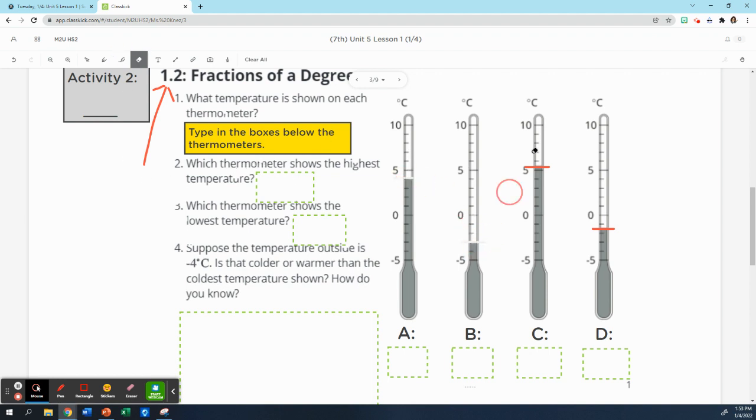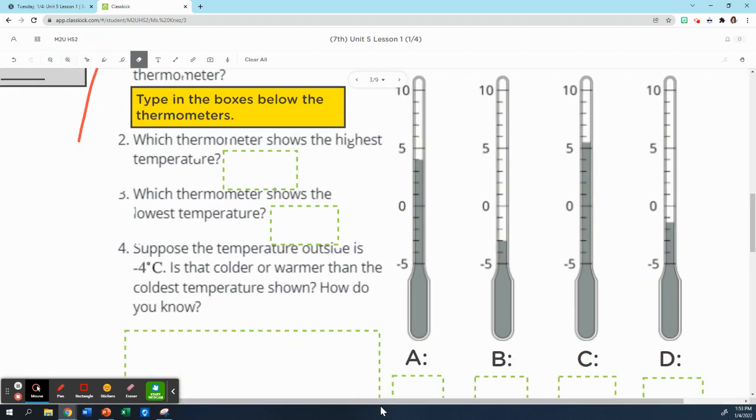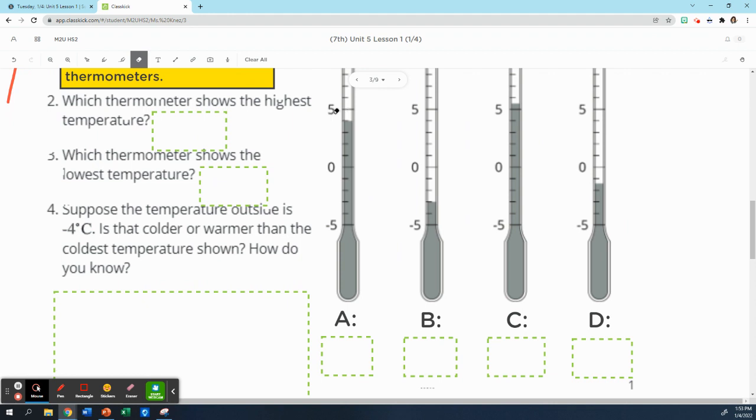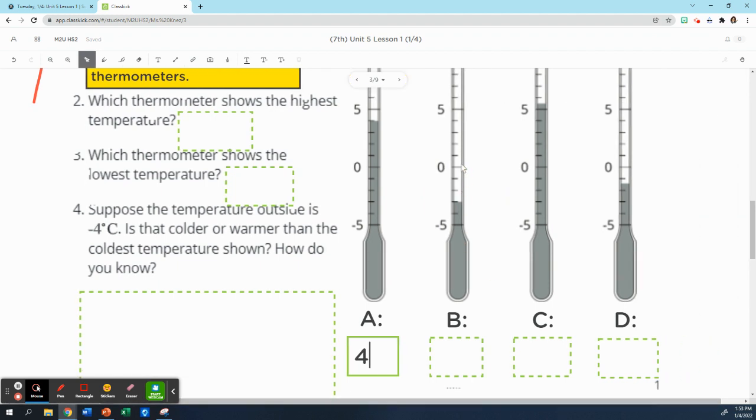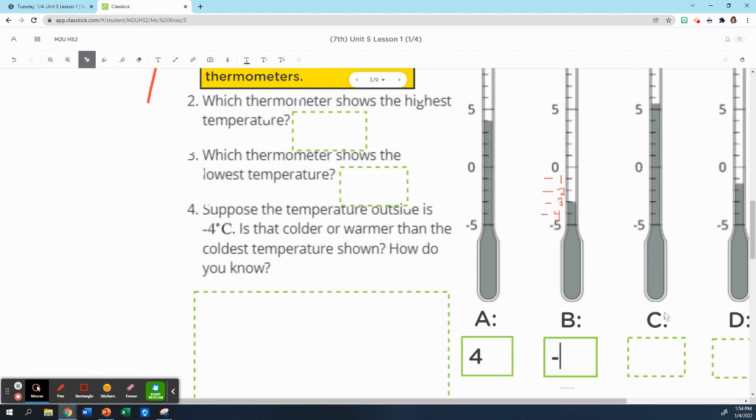Okay, so let's take a closer look. You should have tried this on your own. If we look at thermometer A, we can see that it ends one space below +5, which is just +4. Thermometer B ends 3 spaces below 0. So this is an example where we might want to practice counting down into the negatives. We have 0, -1, -2, -3, then -4, then -5. And so B ends right at -3.